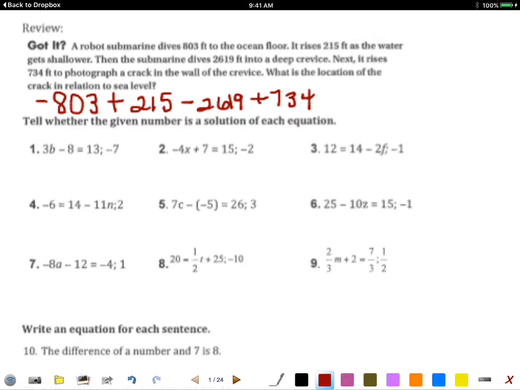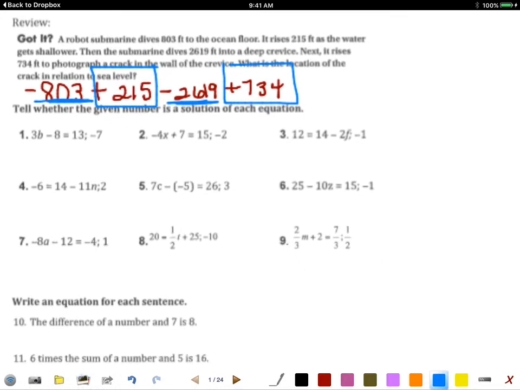What would be a good method for calculating this that might help us? Isaiah? Combine the two negatives and combine the two positives. Sure. If we add these together and then we add these together, that will make things a little easier because they're like signs, so you can add them up. So add up the negative 803 and the negative 2,619, and let's see what you get.